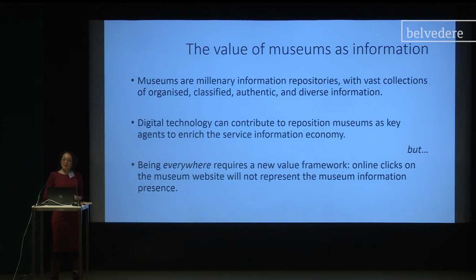So in terms of the value of museums as information, we know that museums have these millenary, very, very rich repositories of organized, classified, authentic, diverse information. This is very rich in the information economy. This digital technology can contribute to reposition the museum as a key agent to enrich the service information economy, positioning museums everywhere beyond their walls. But being everywhere, as I show, requires perhaps a new value framework.